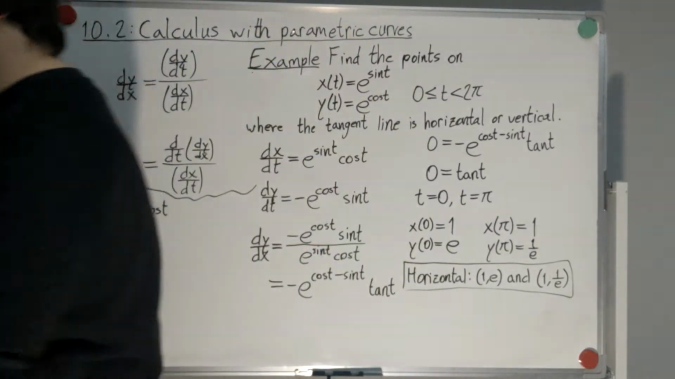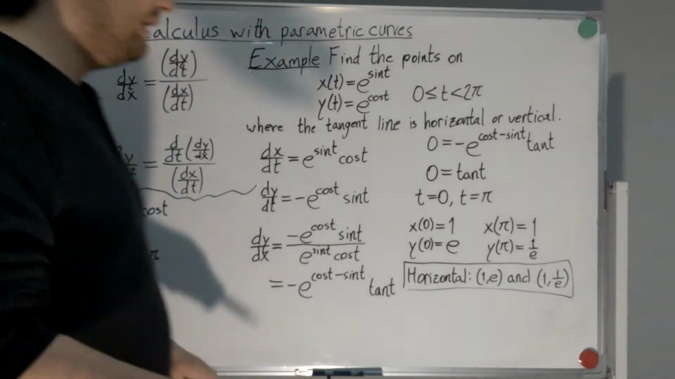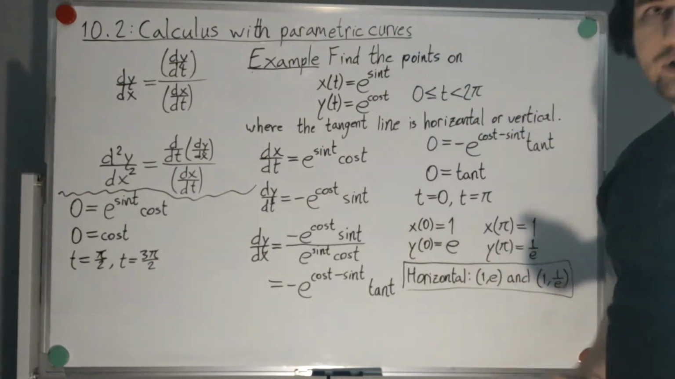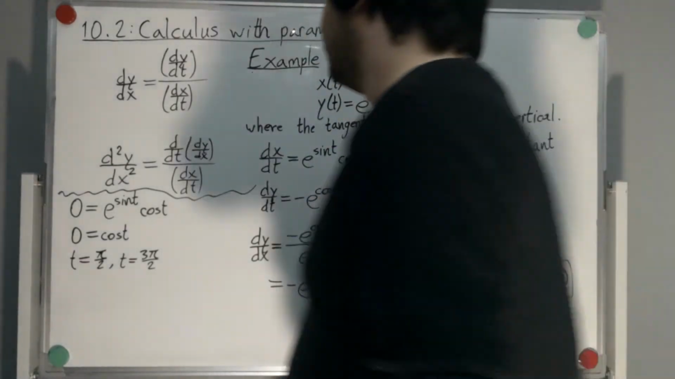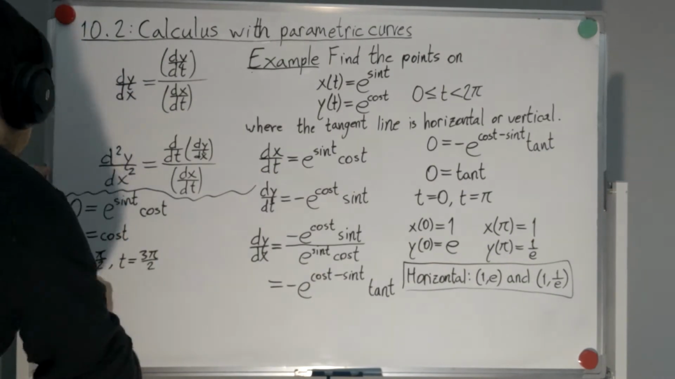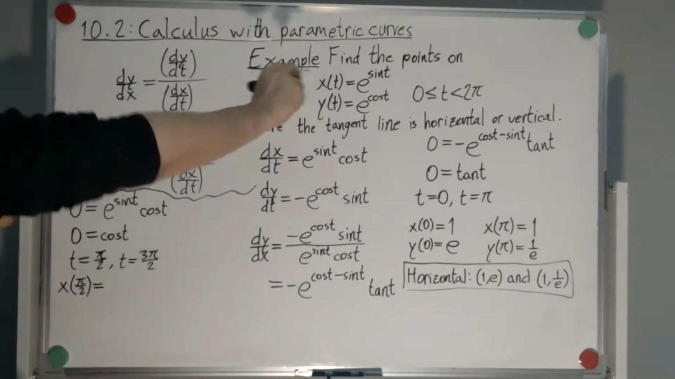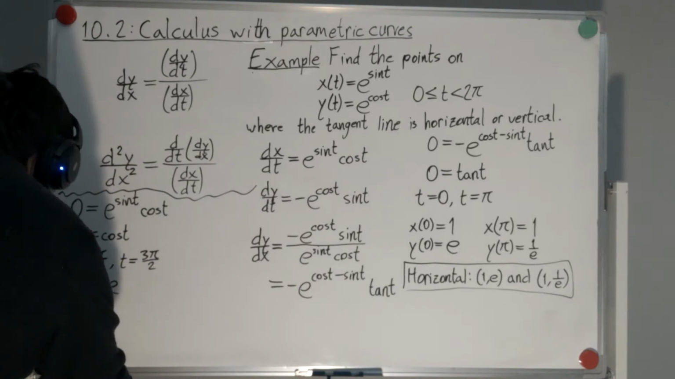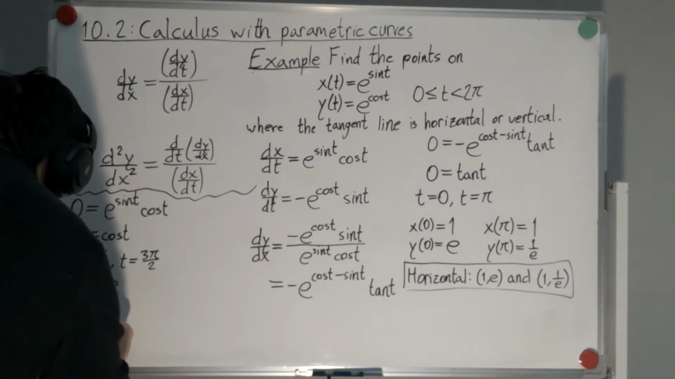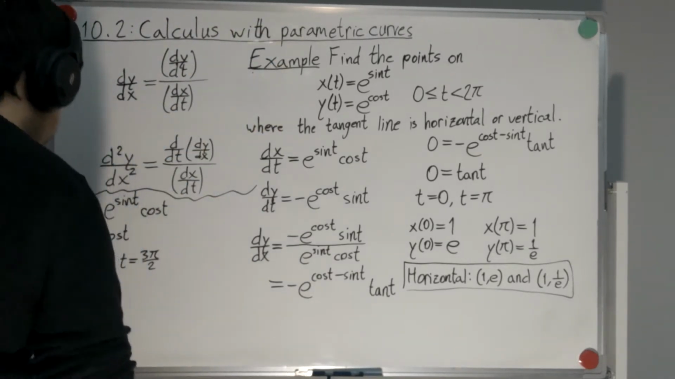Okay? So then next up, again, we have the parameter values at which the tangent line is vertical, but we need to actually put them into the curve in order to figure out what those specific points are. So let's look at x of pi over 2. X of pi over 2 is going to be e to the sine of pi over 2, which is e. Y of pi over 2 is going to be e to the cosine of pi over 2, which is e to the 0, which is 1.